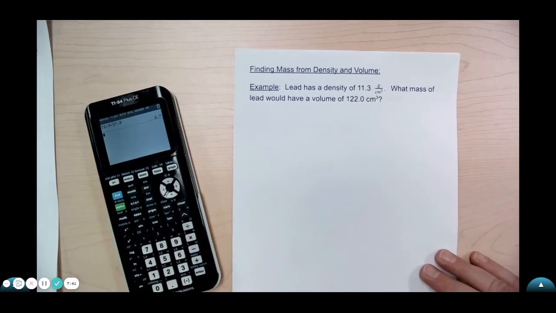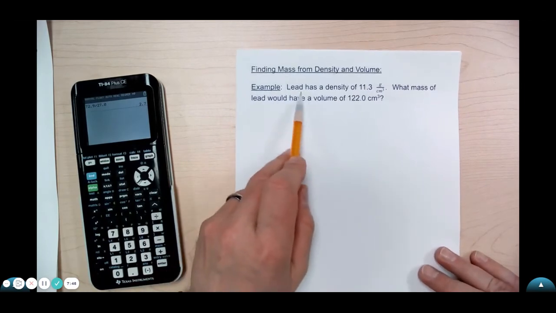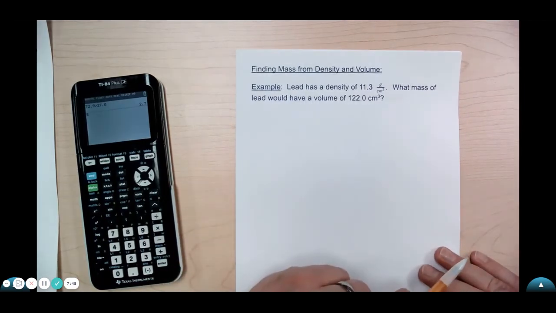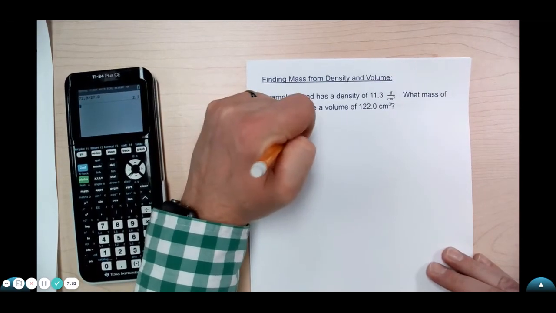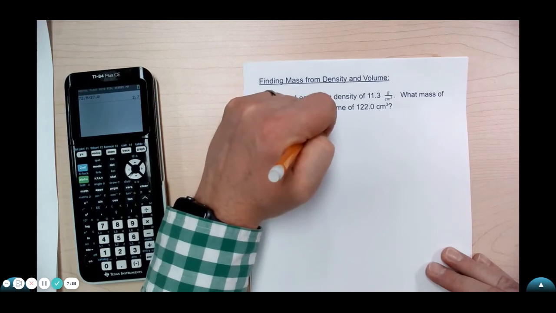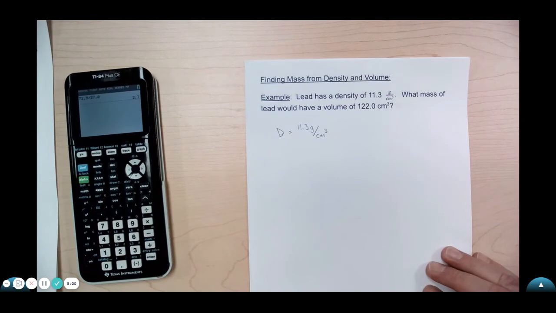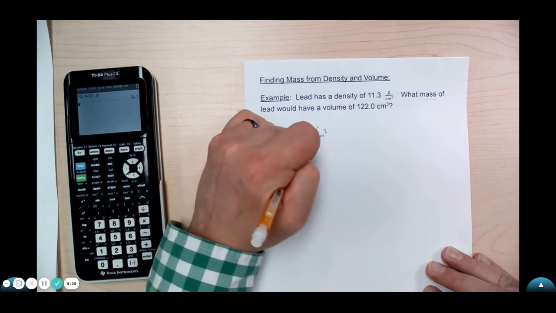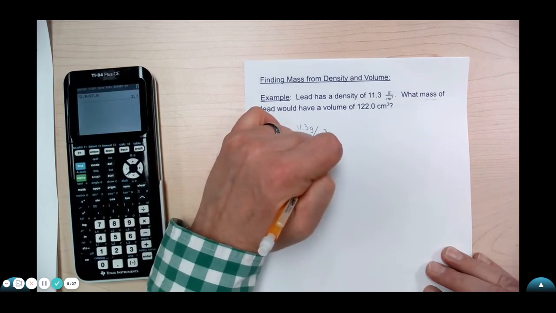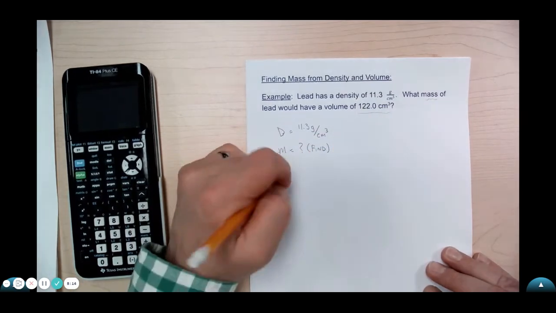All right, another example here. Lead has a density of 11.3 grams for every cubic centimeter. Write that down. What mass of lead? So we must be looking for mass here. Would have a volume of 122.0 cubic centimeters. So this is the volume. Write that down.